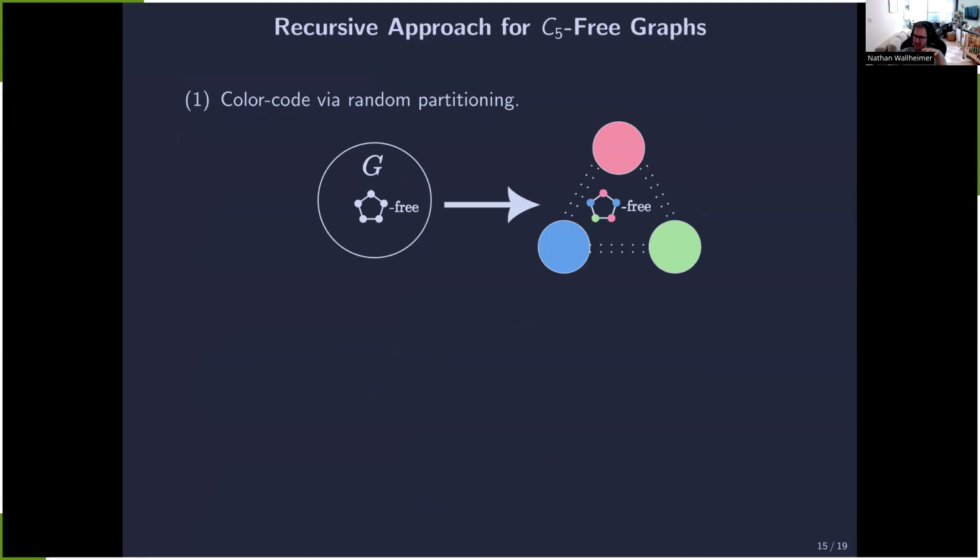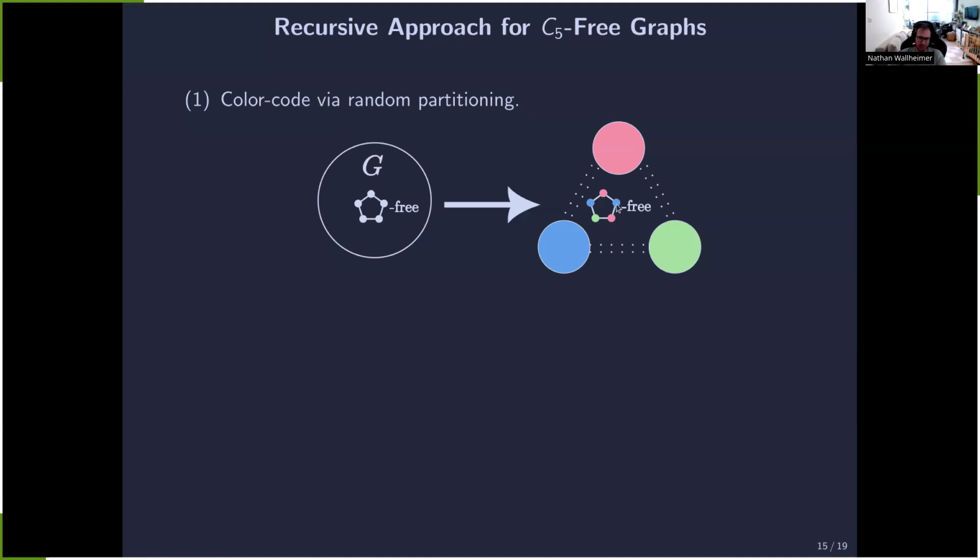Now we will see that the recursive view from before actually works. So we want to solve the problem for 5-cycle free graphs. We start with a graph G that is 5-cycle free. We can color code G like before and end up with a subgraph of G, which is 3-colored, and is also 5-cycle free for the specific coloring where you have a red vertex with 2 blue neighbors and so on.